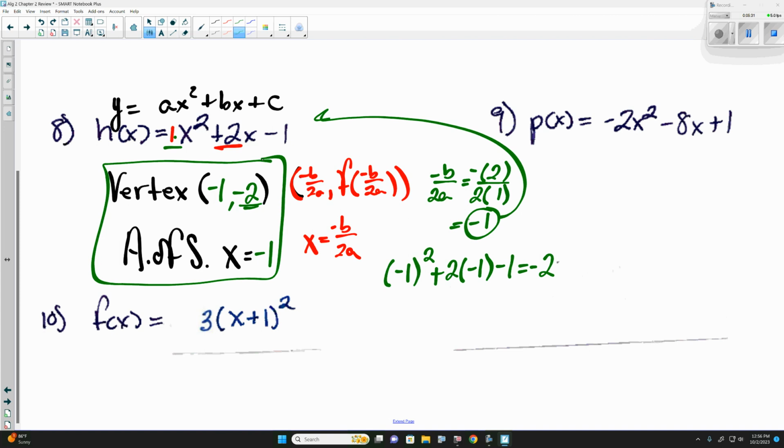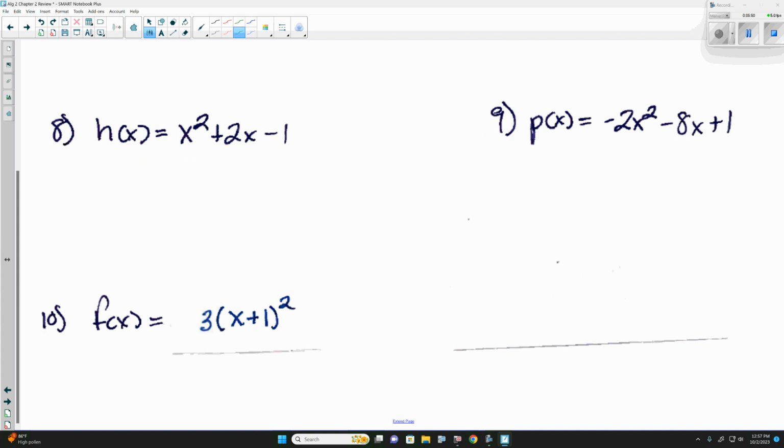Questions on any of these here so far? Any other questions on 6 through 10? Which one? Number 9. Now, is number 9 in standard form or vertex form? Standard. So we're matching it up to our ax squared plus bx plus c.